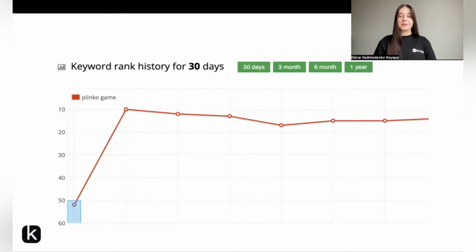The next example is also connected with Plinko because it is really a popular brand, but the keyword is Plinko game. Actually, the situation is the same. We may say that the application was in top 60, but then after one day of promotion, the application increased the position to top 10. The volume used there is even lower. It is 30 installs. So we may see that the promotion and the results are really fast and successful.